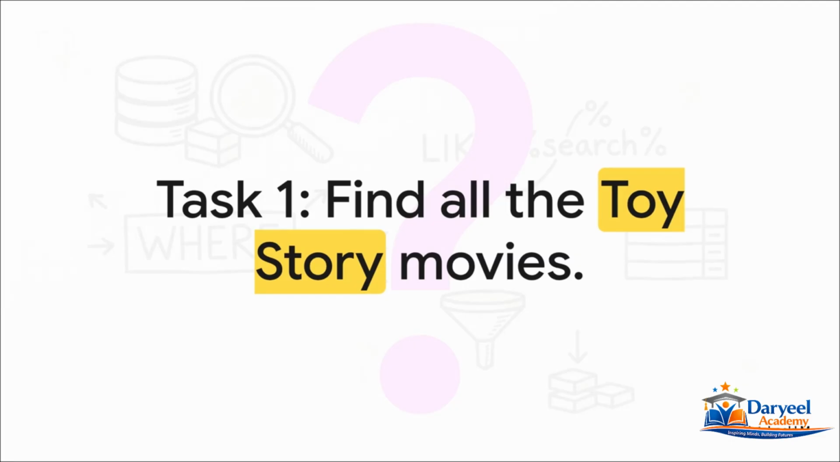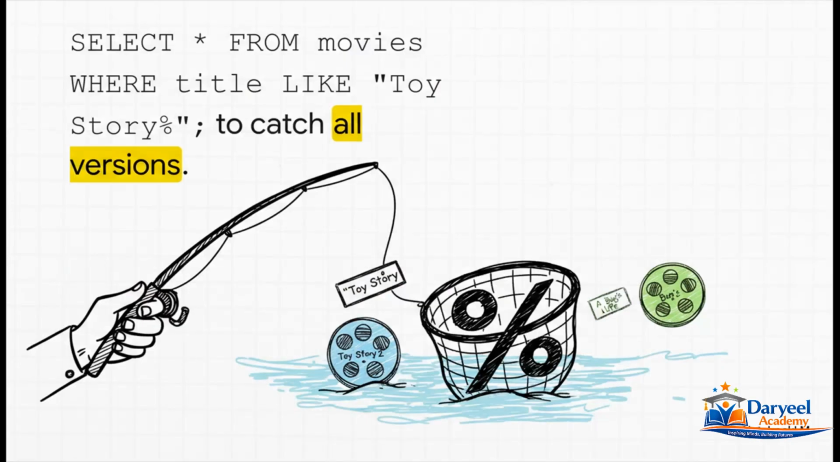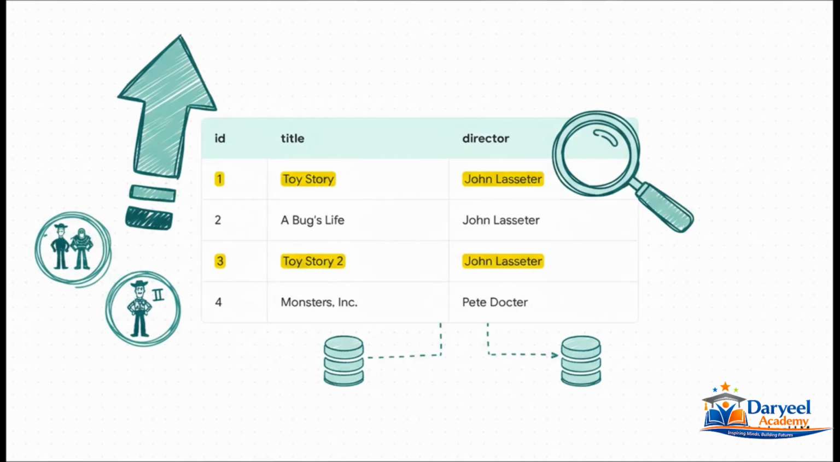This will be fun. Okay, challenge number 1. How do we find all the movies from the Toy Story franchise? Easy. We'll use LIKE with 'Toy Story' and a percent sign. This catches any title starting with that phrase. And boom, there they are. The query grabbed both Toy Story and Toy Story 2 perfectly.